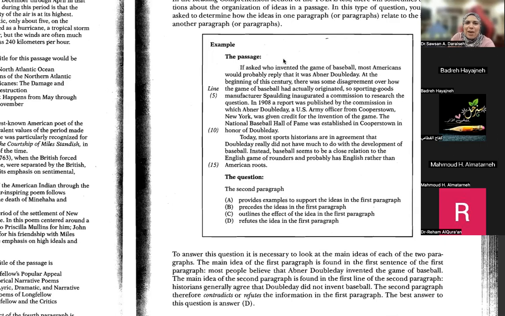So in the passage, if asked who invented the game of baseball, who invented this game, guys? Most Americans, because it's an American sport, would probably reply that it was Abner Doubleday. Most Americans think that this is the man who invented it, okay? At the beginning of this century, there was some disagreement over how the game of baseball had actually originated. So sporting goods manufacturer Spalding inaugurated a commission to research the question.